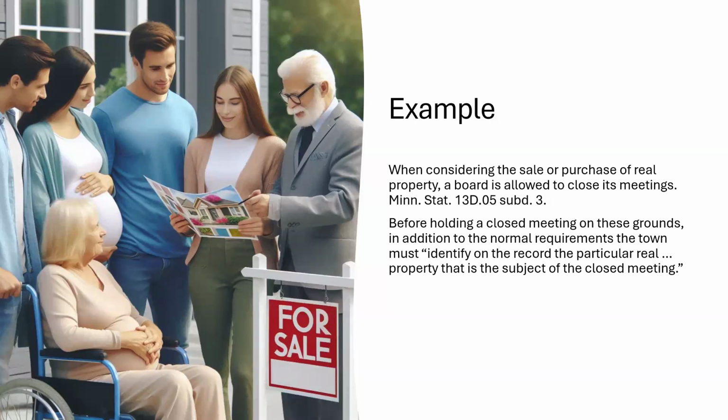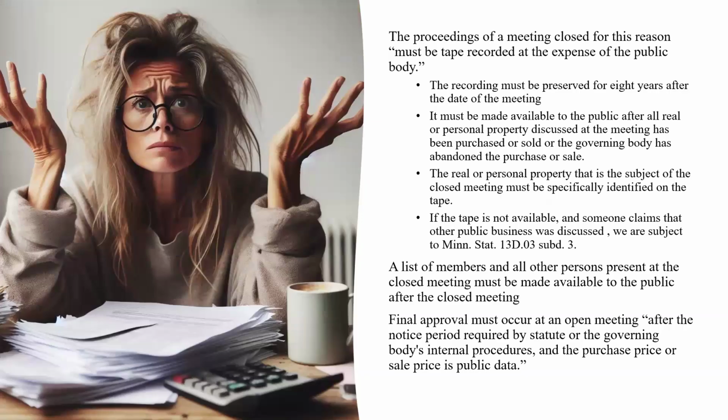13D.05 subdivision 3. So you start out by opening the meeting, and then before you go through your process, you identify what statute specifically says allows you to close it. And then before holding a closed meeting on these grounds, in addition to the normal requirements, the town has to, quote, identify on the record the particular real property that will be the subject of the closed meeting. So on top of that citation, you're going to want to include like an address, a description, something like that, in order to satisfy the requirements of this particular exception.